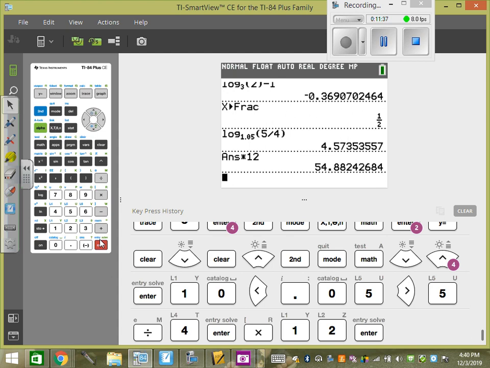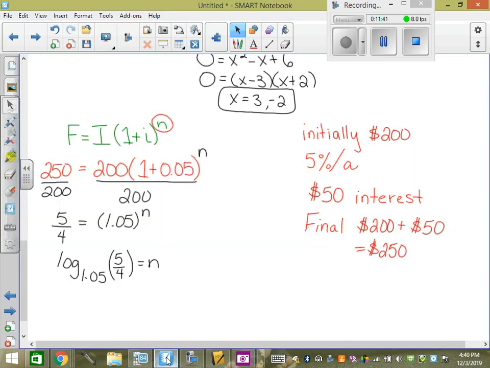So it takes me 54.8. So that's actually 55 months. So this would take 55 months to make $50 at that interest rate.